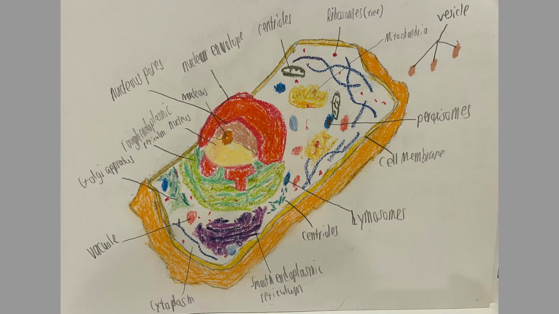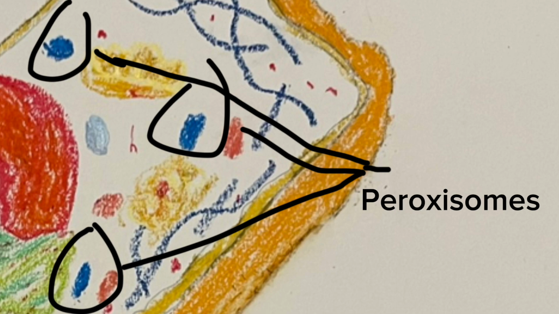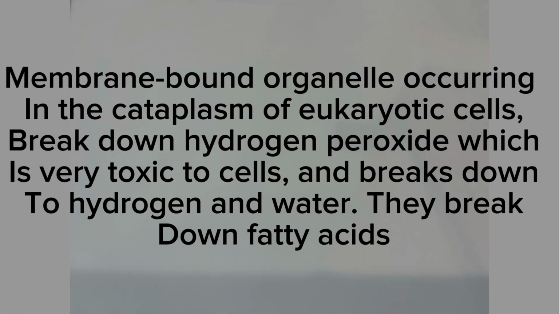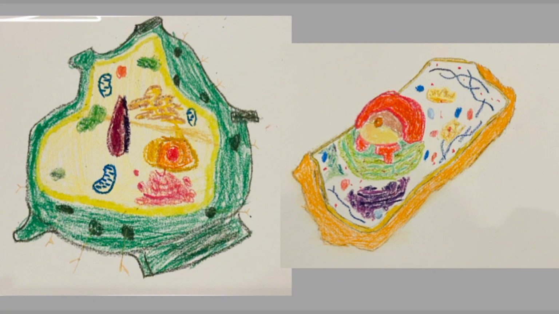As we get close to finishing off the animal cell, we go to the proteosomes. The proteosomes is a membrane-bound organelle occurring in the cytoplasm of eukaryotic cells. It breaks down hydrogen peroxide, which is very toxic to cells, into hydrogen and water. They break down fatty acids also. They are found in animals, plants, fungi, algae, and protozoa.